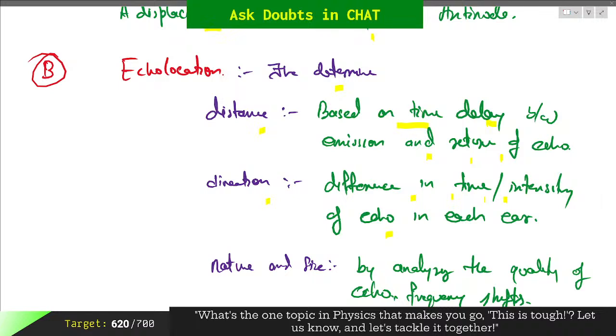And for direction, from the difference between the time and intensities of the echo, they detect the direction. And for the nature and size of the object, by analyzing the quality of the echo, such as the frequency shifts, they get information about the nature and size of the object.